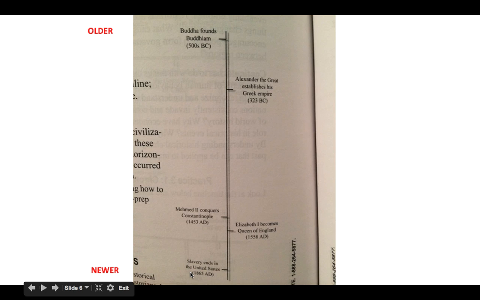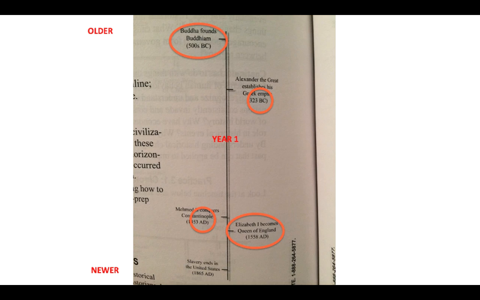After I label older and newer, I'm going to place year 1. Notice where I put year 1. Here's a clue. Now we're going to circle words from the question. My question for you is, which came first? The year that Buddha founded Buddhism, or the year that Elizabeth I became the Queen of England? I circled the words in my timeline that match up with the question being asked.